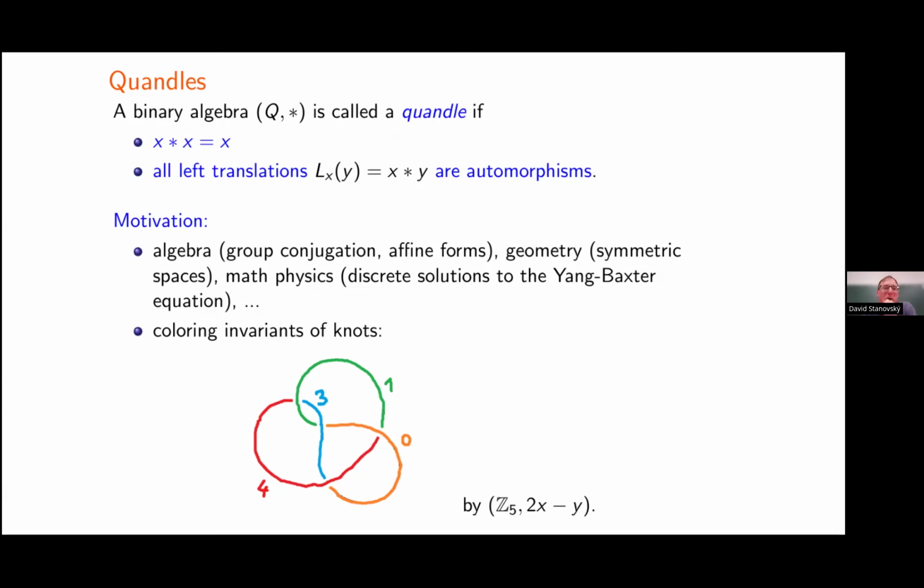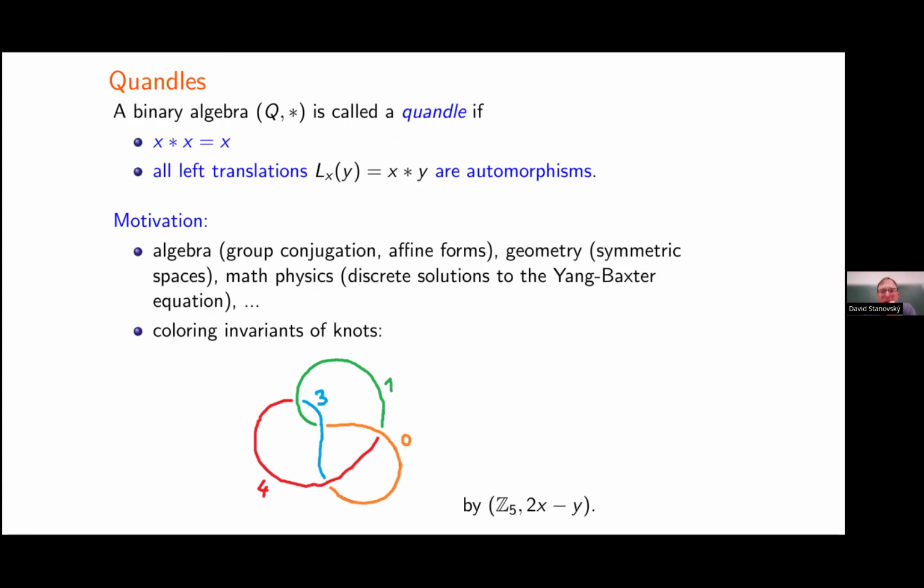So what is a quandle? Again, it's a binary algebra, and it satisfies say two conditions. It's an idempotent algebra: x times x is x, and the principal condition is that all left translations are automorphisms. So it's a very symmetric structure. So there's a lot of automorphisms.